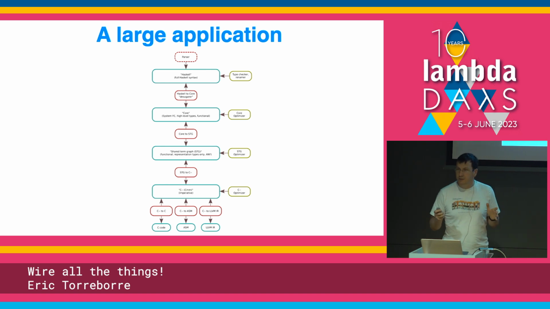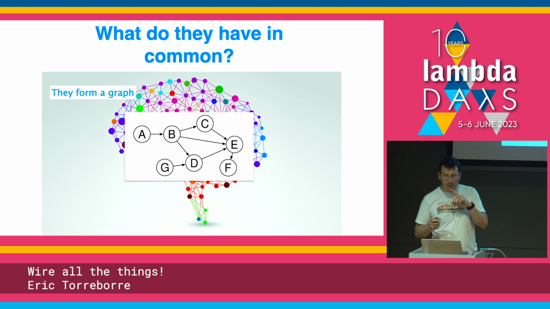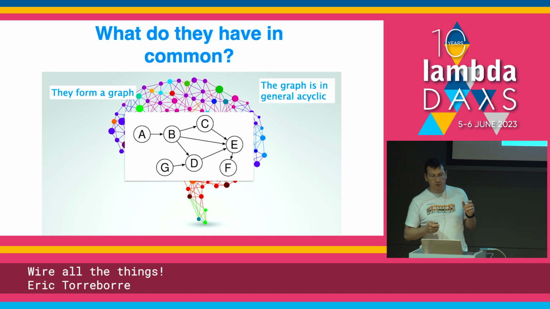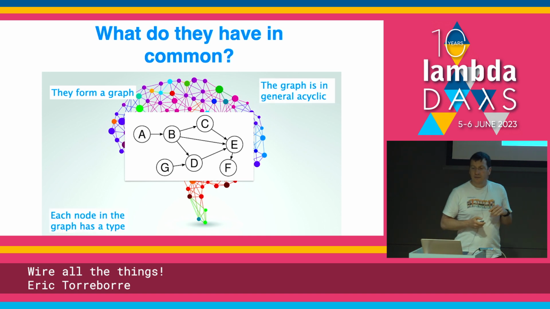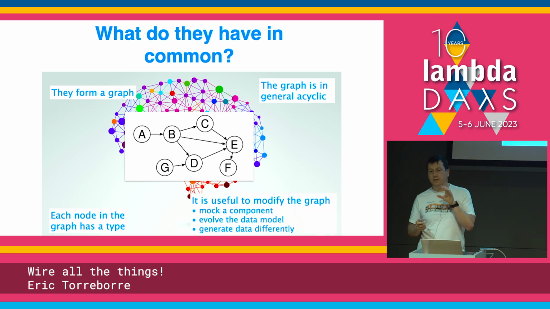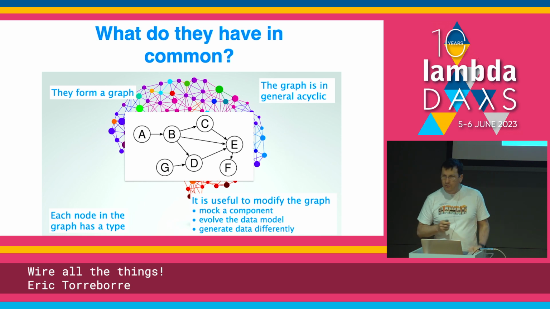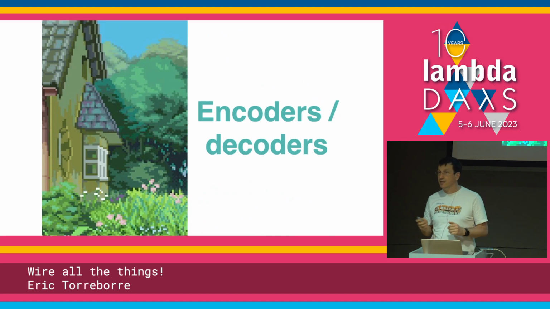In those 3 situations, they actually share some stuff in common. In particular, all the elements that you saw previously form a graph. This graph, in general, is not cyclic. Then each node in the graph has a given type. And for those 3 situations, as we are going to see, it is going to be very, very useful to be able to take that graph of entities and replace some of them without having to rewrite the whole graph. That's the whole point. Because if our code is large, we don't want to rewrite everything all the time just to modify one small thing. So it looks a bit abstract. Let's dive into some examples and have a look at encoders and decoders.